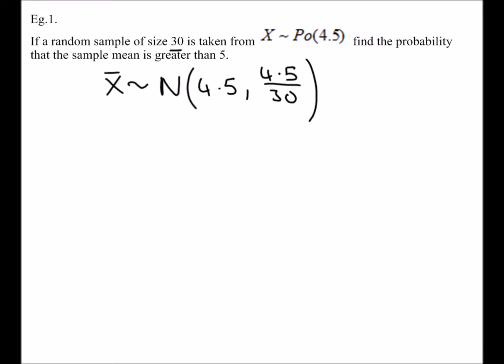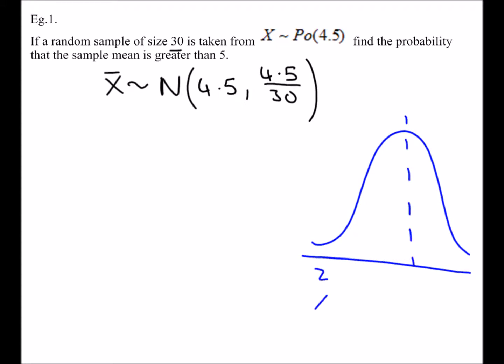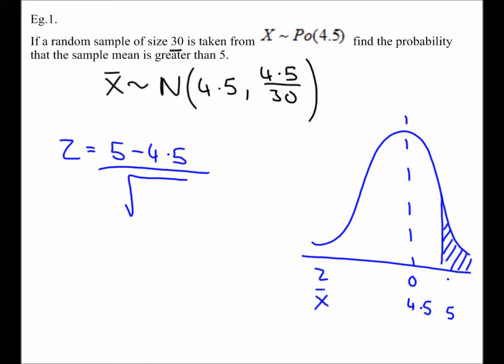Now we've got to a normal distribution, and it's just a straightforward normal distribution question. As always with normal distribution questions, I would recommend sketching a normal distribution. We have z for our standardized normal distribution, x bar for our sample mean, and we're going to have 0 and 4.5. So the question says, find the probability that the sample mean is greater than 5. The first thing we're going to have to do is find our z value to look up on our table. We're going to use z equals 5 minus 4.5 over root of 4.5 over 30, which when I put it into my calculator gives me 1.29 to 3 significant figures.